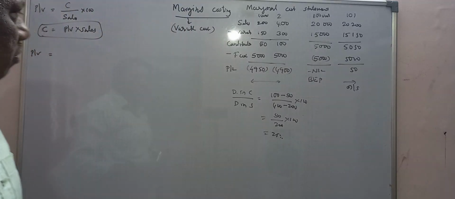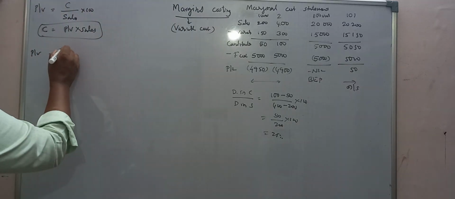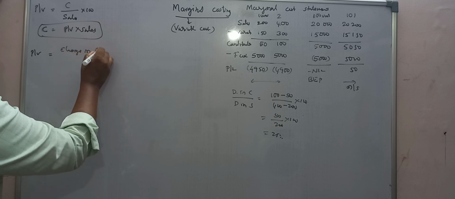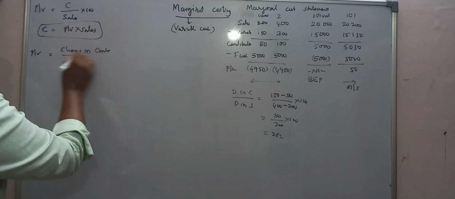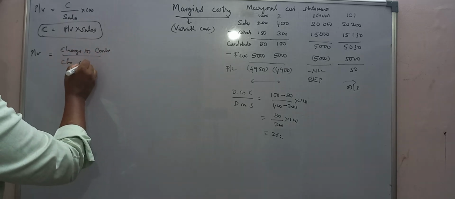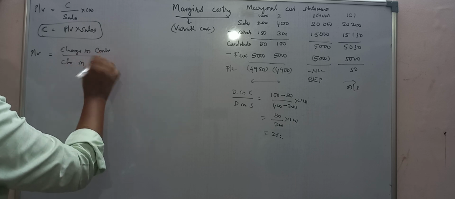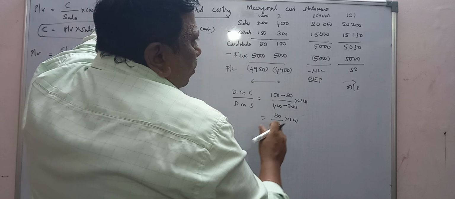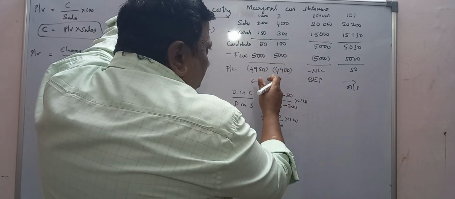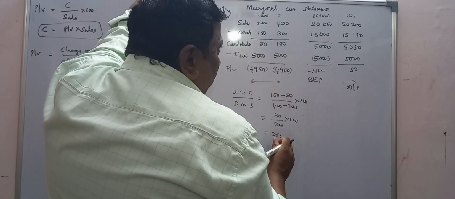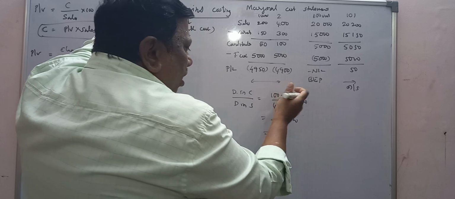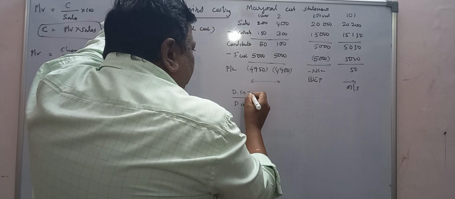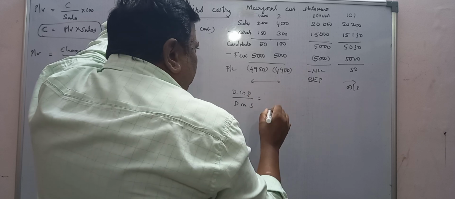So one more formula: change in contribution divided by change in sales. This also we can calculate. Or profit also we can use, same thing. So profit or loss, whatever. Here I am getting a loss, right? I'll show this only. Change in profit, difference in profit, or difference in loss, whatever.